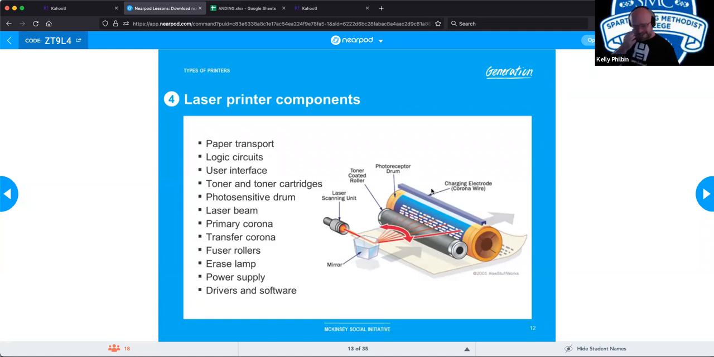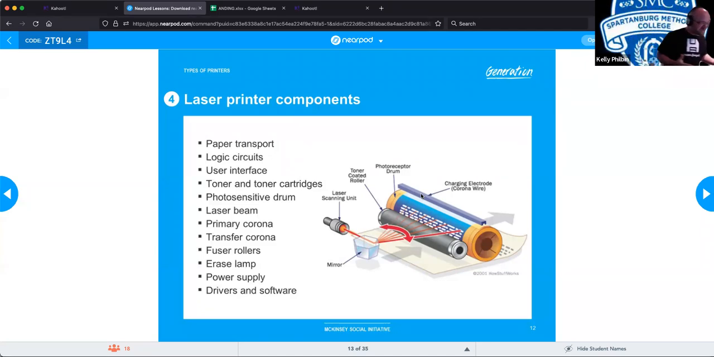The corona is mostly having to do with the charges. They're speaking with regards to an electrical charge. All right. But we will get into that here in just a little bit.